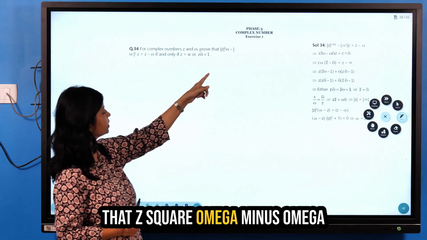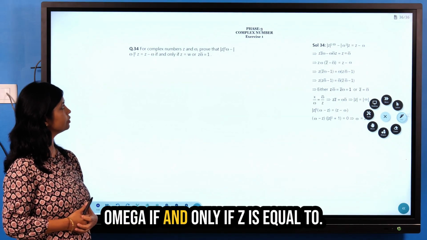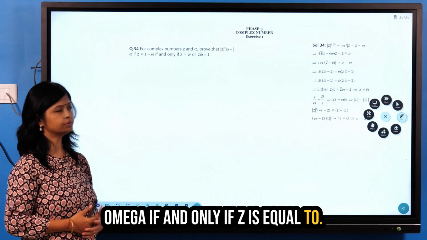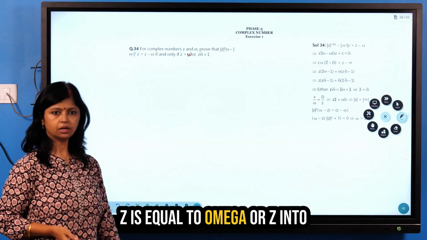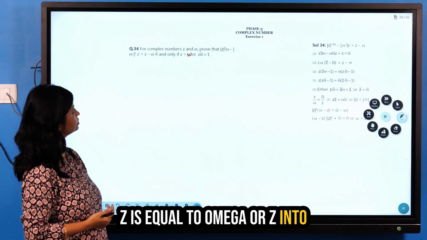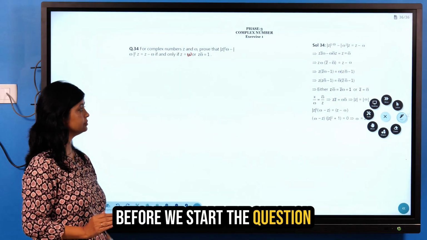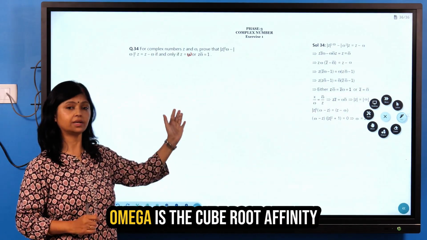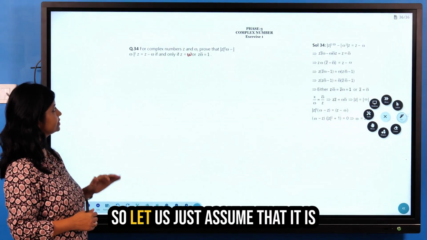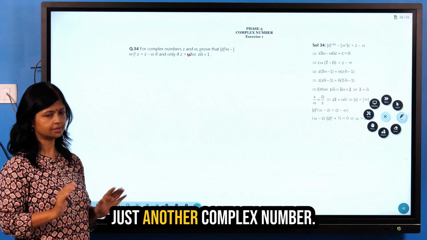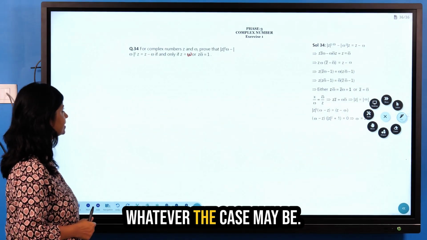Prove that z square omega minus omega square z is equal to z minus omega if and only if z is equal to omega or z into omega conjugate is equal to 1. Before we start the question, please do not assume that this omega is the cube root of unity unless it is given in the question. Let us just assume that it is just another complex number. You can write it as w or omega, whatever the case may be.